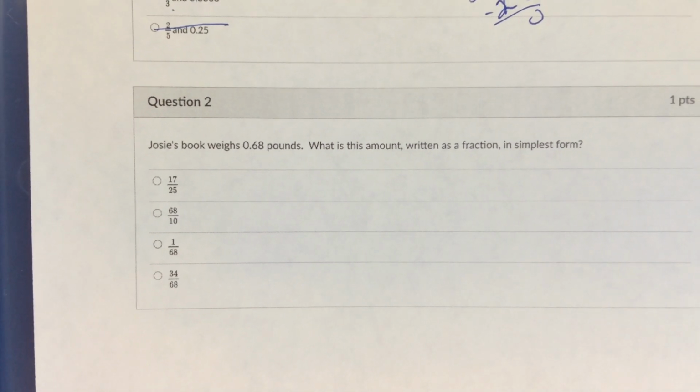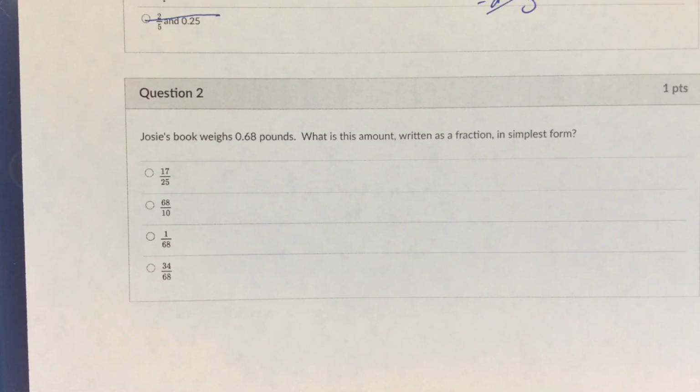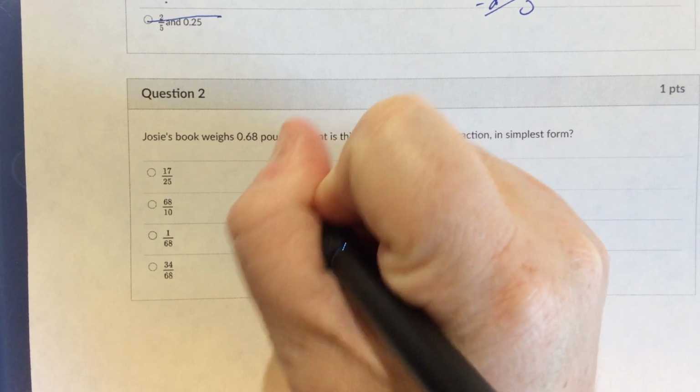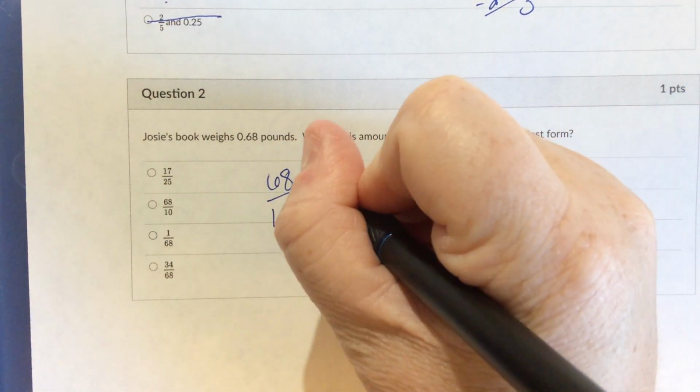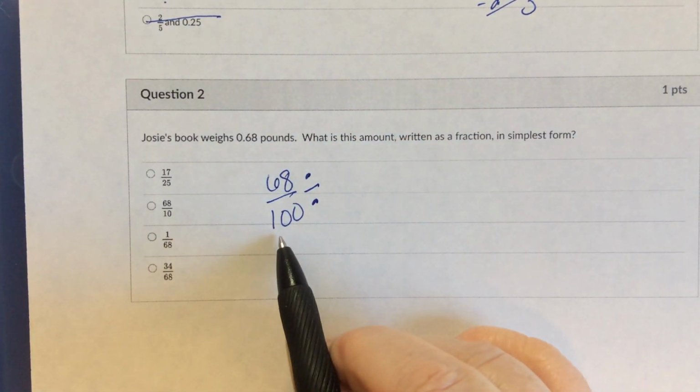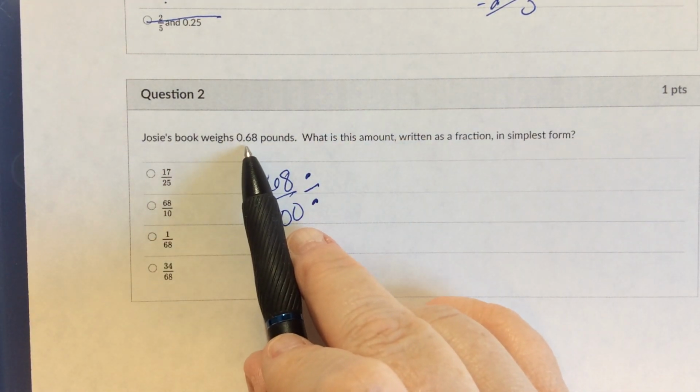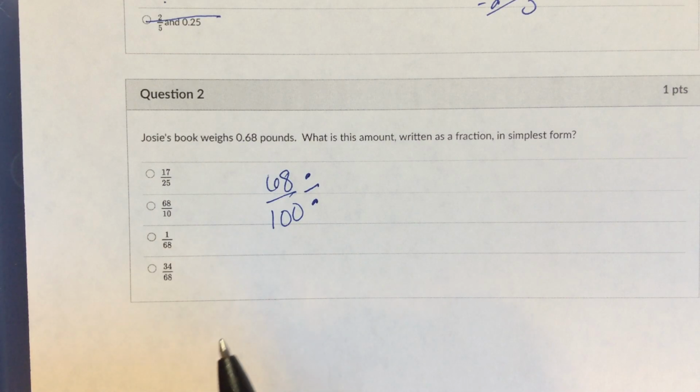Next, Josie's book weighs 0.68 or 68/100 pounds. What is this amount written as a fraction in simplest form? So 68/100. So to simplify this, what I would do. Now, why did I make 100? Because that's your place value. That's the tenths and the 100ths place, okay?